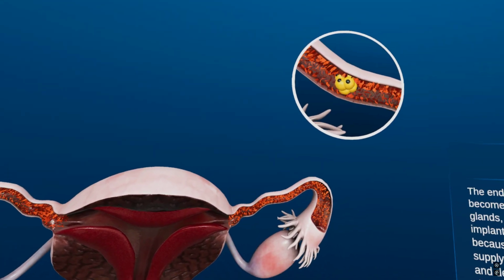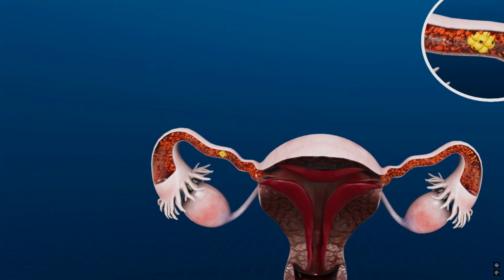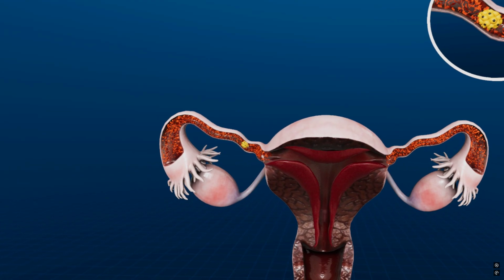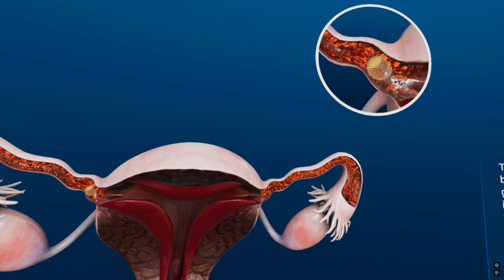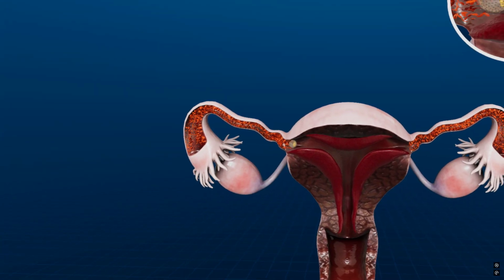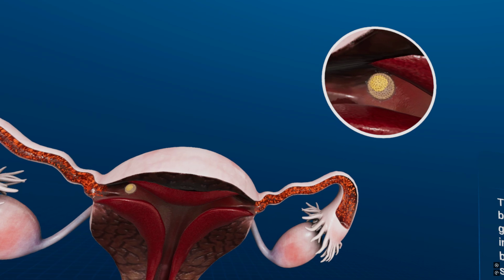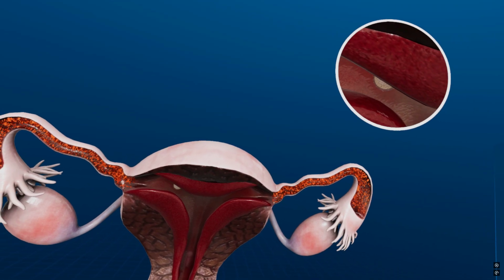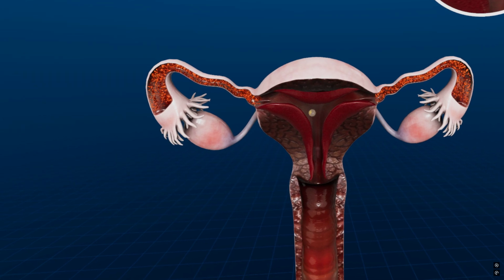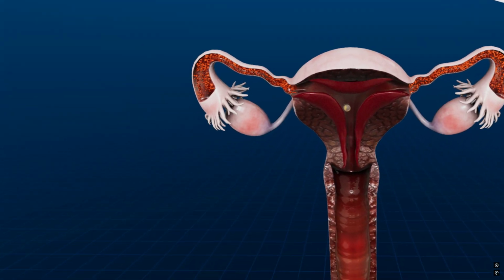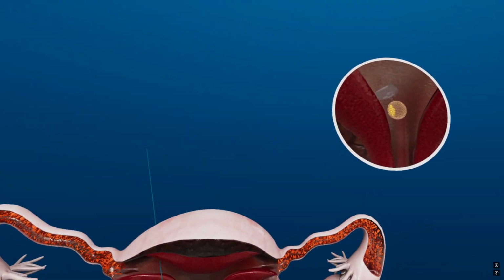The blastocyst moves along the endometrial lining until it finds an appropriate area, and then begins to attach to the surface of the endometrium. The blastocyst attaches to the endometrium using finger-like projections on its surface called trophoblasts. The trophoblasts then begin to invade deeper into the endometrium, eventually forming the placenta.